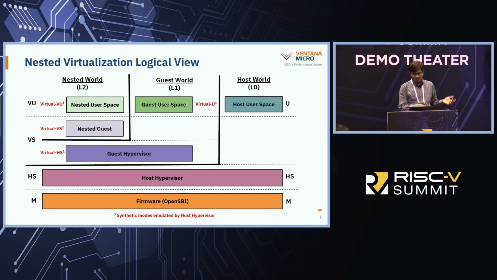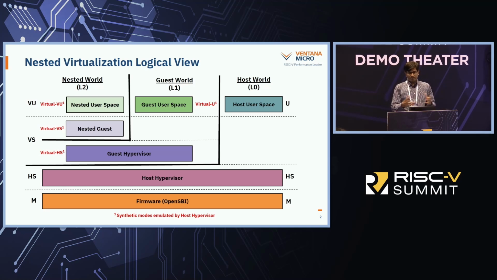So last year there was a talk about this in the summit. This is the logical view of nested virtualization in the RISC-V world, where we have three distinct worlds. There is the host world, which is the native world, where you have a host hypervisor or L0 hypervisor running, and then you have a guest world where you have another hypervisor running inside the host hypervisor, and that hypervisor creates another world, which is the nested world or the L2, where you have some other operating system or Linux kernel or something else running. This can theoretically go on, but for simplicity we have shown all three layers only.